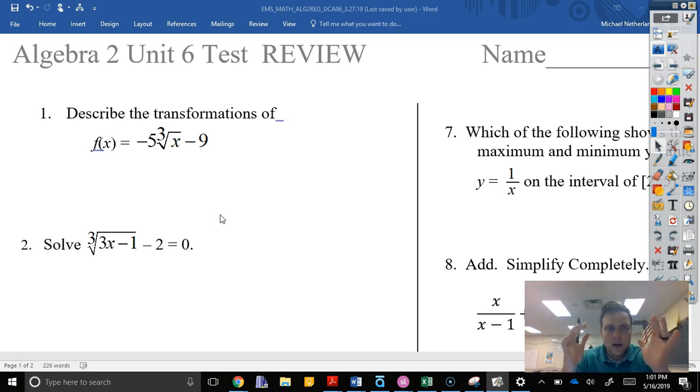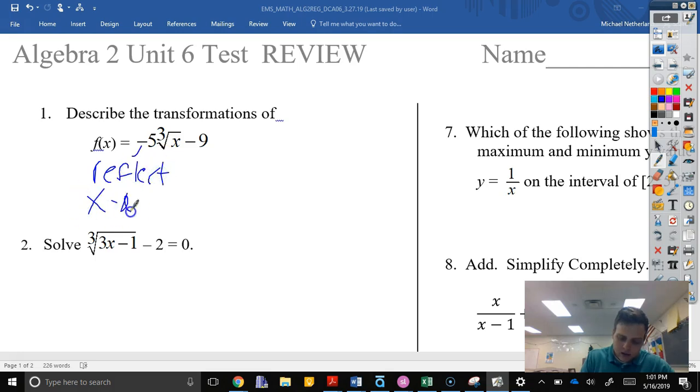So the first problem is problem number 1, which says describe the transformations of f of x equals -5 times the cube root of x minus 9. All it wants us to do is write out the transformation, so this should be pretty easy. This minus sign just means I'm reflecting across the x-axis. Then this 5 is multiplying the parent cube root function, so that's a vertical stretch by 5.